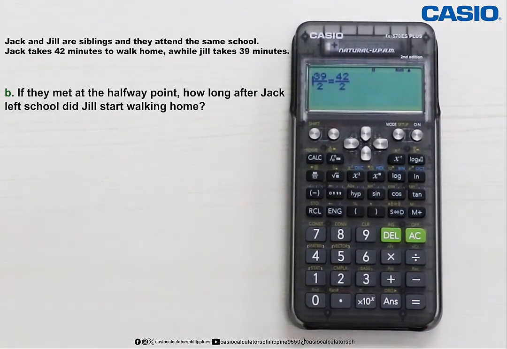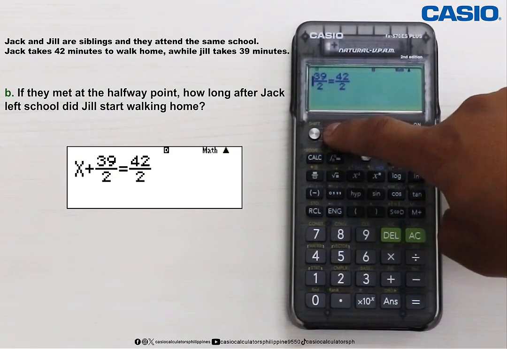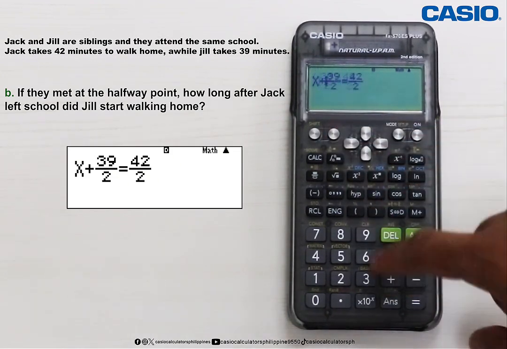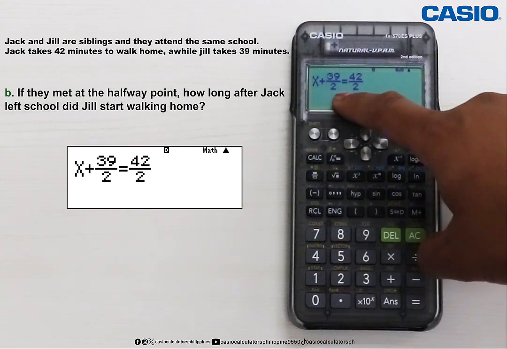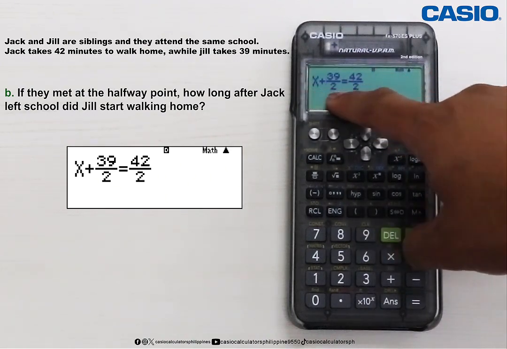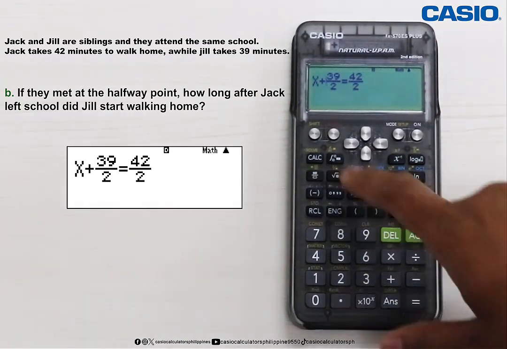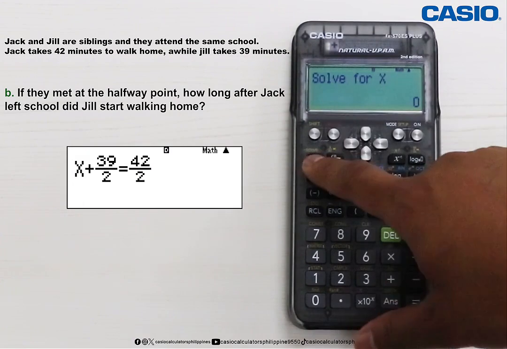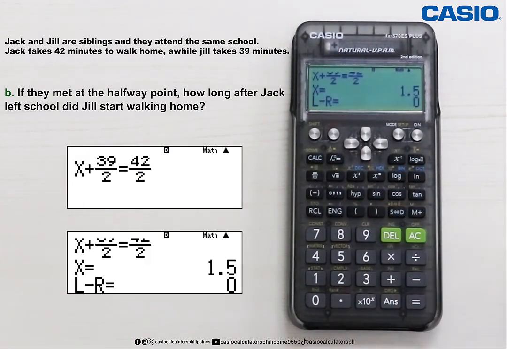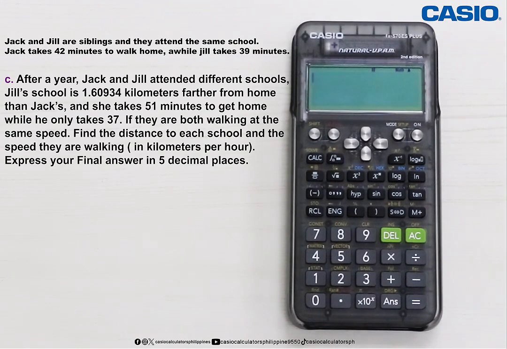to go to the halfway point, there is still a time that we need to add to get the equal value of the time it takes Jill to be equal to the time it takes Jack to reach the halfway point. And with that, we can just press shift solve and we solve for x, and the value is 1.5 minutes.